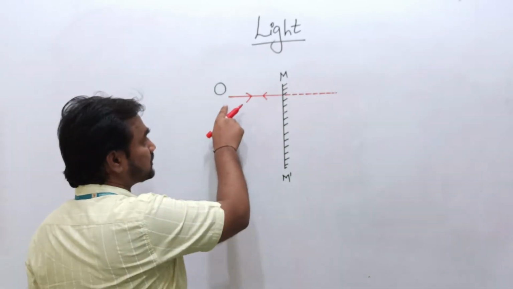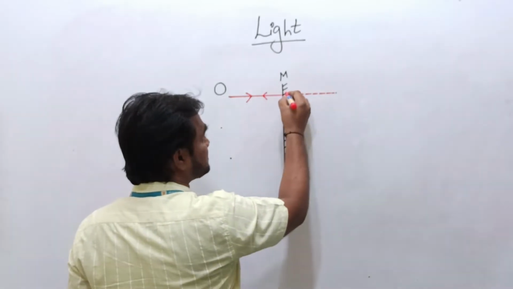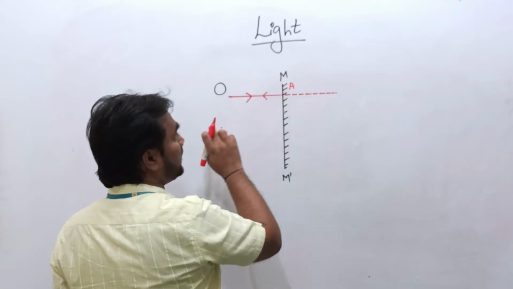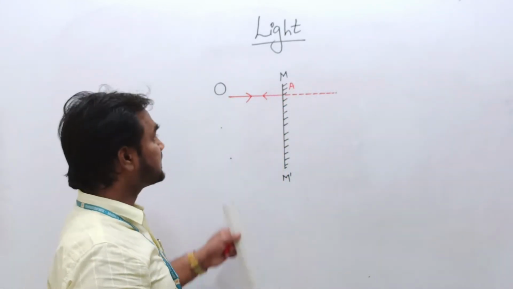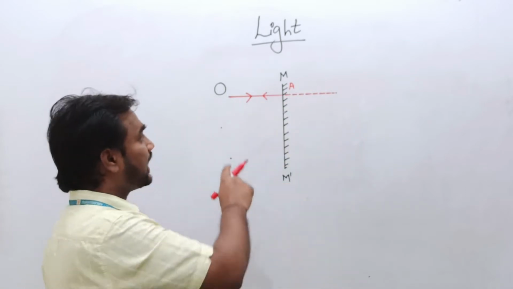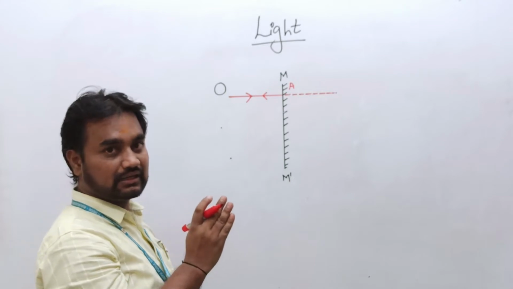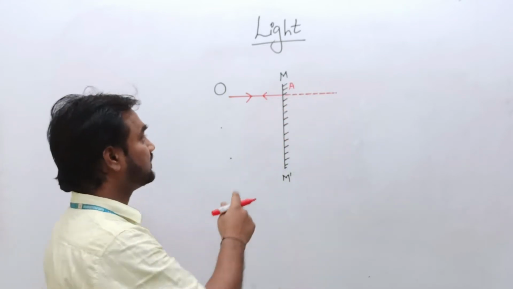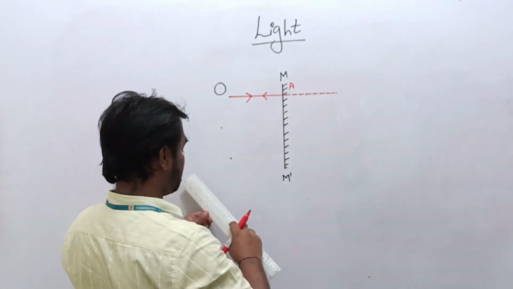Is that clear? So this is the incident ray. The light is made to be incident. Let me take this point of incidence as A here. Okay, so OA is the incident ray and AO is the reflected ray. Since the light ray is projected at a right angle, at 90 degrees, onto the surface, it is going to reflect back along the same path.